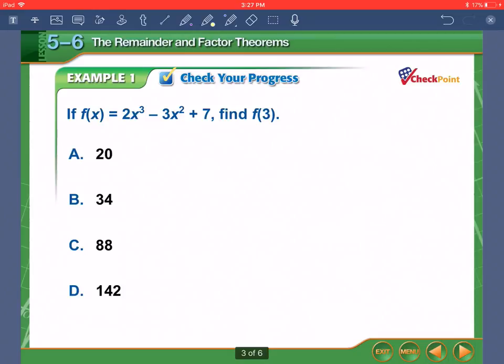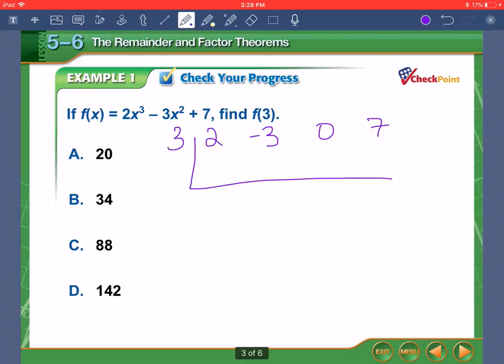So the next example, I have 2x cubed minus 3x squared plus 7, and I want to find f of 3. I could plug in 3 for x and solve, or I could do synthetic division. So I have 2, negative 3. I'm missing an x, so I'm going to have 0 and then 7. And I'm dividing it by positive 3. I'm going to bring my first term down and then multiply 3 times 2 is 6.